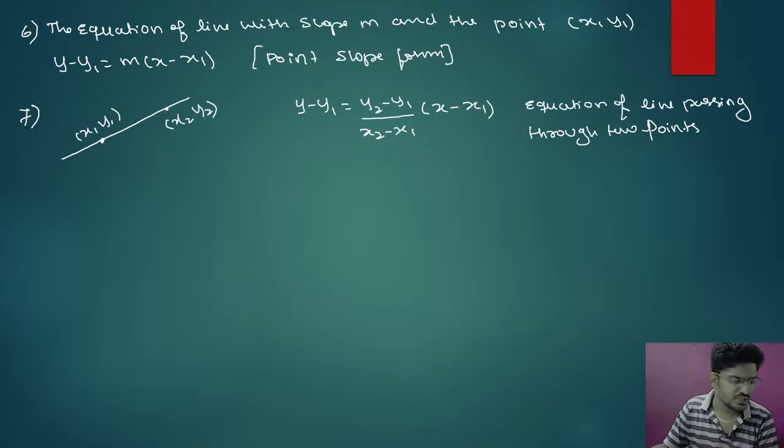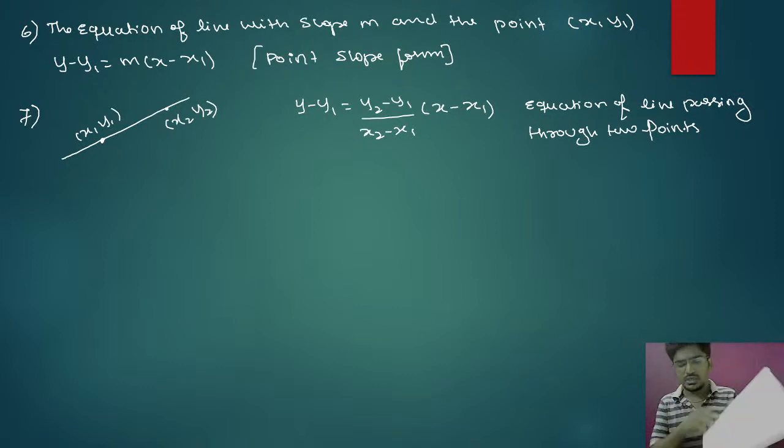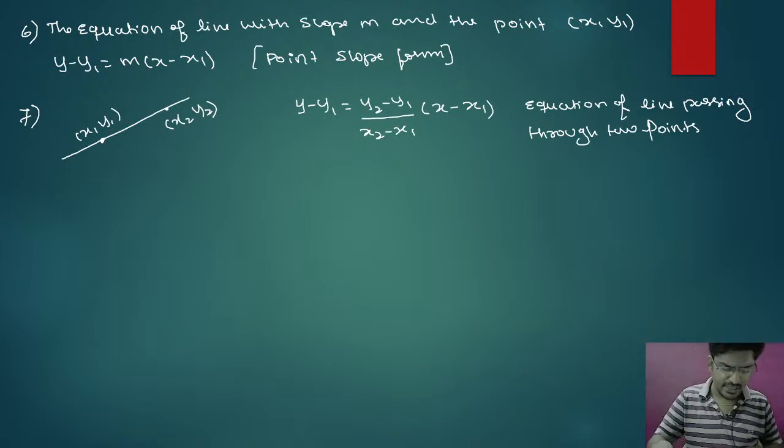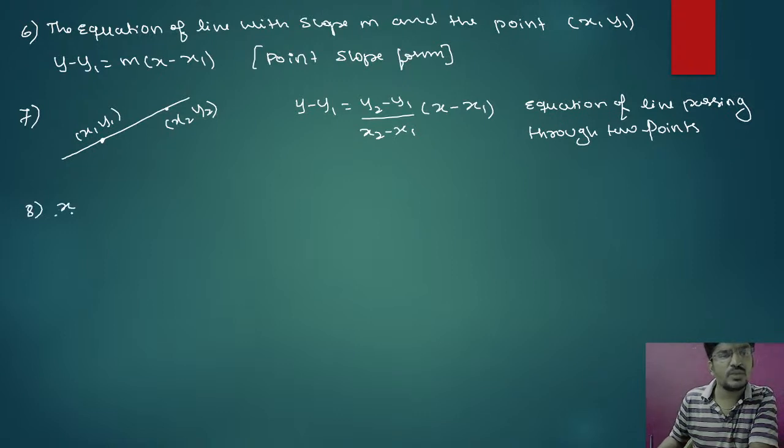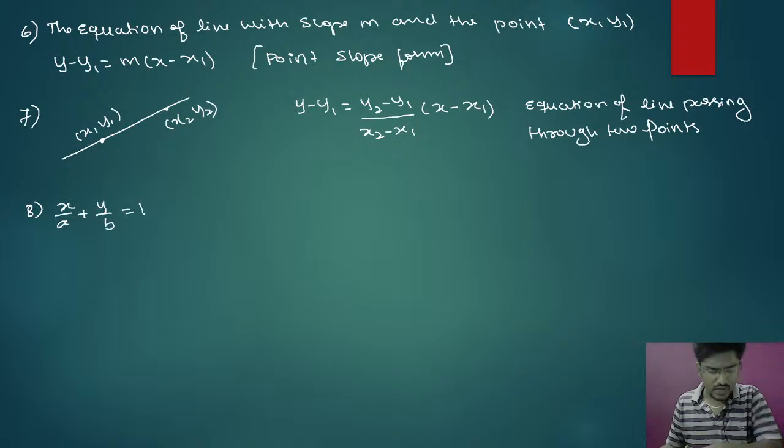So now you understood the equation of line passing through 1 point and given slope, and the seventh one, you also understood what is the equation of line passing through 2 points. And next one is intercept form. Next one, 8th, that is intercept form, that will be x by a plus y by b equal to 1. Already we have studied this, no problem.